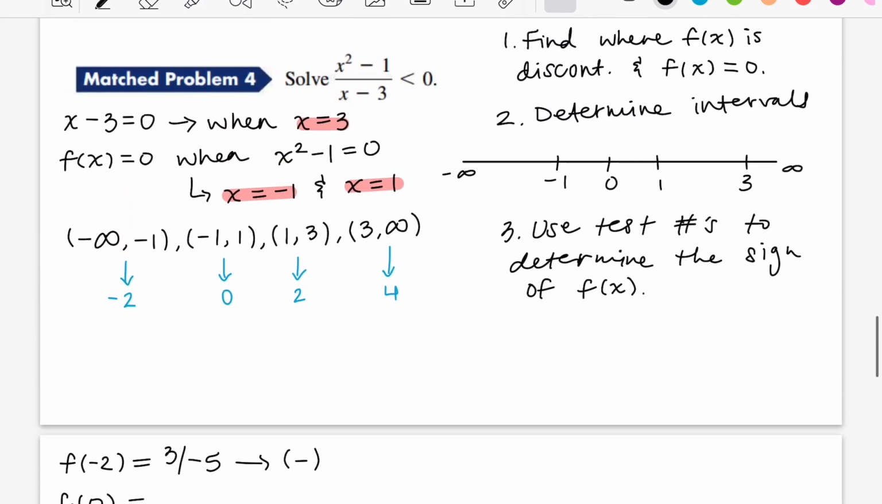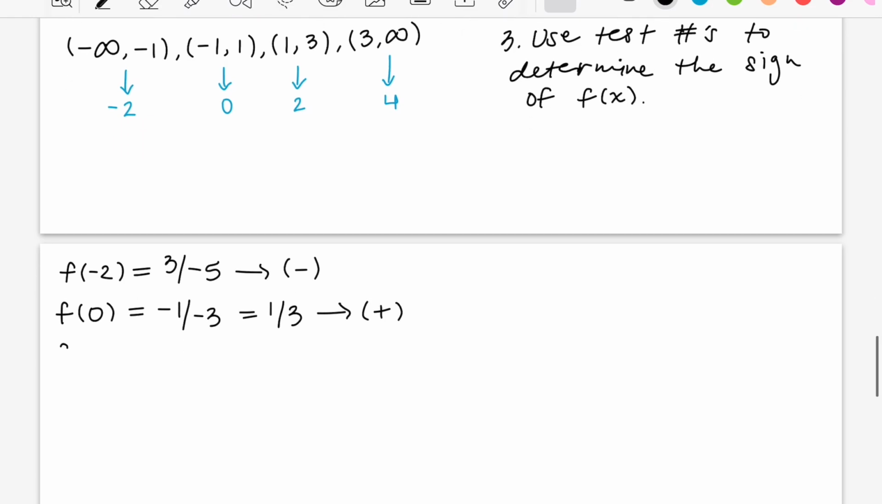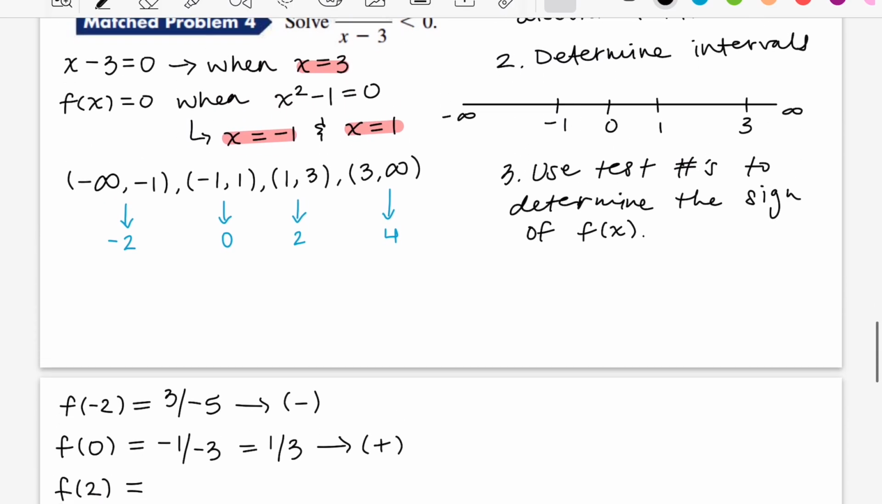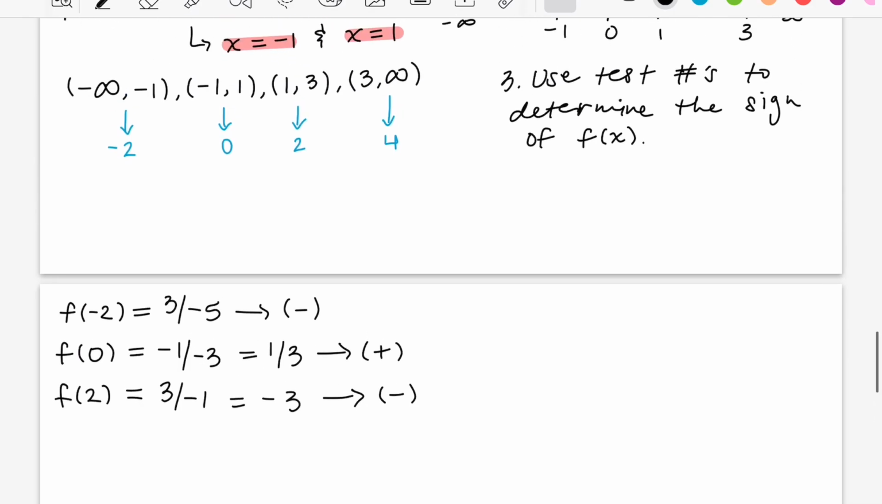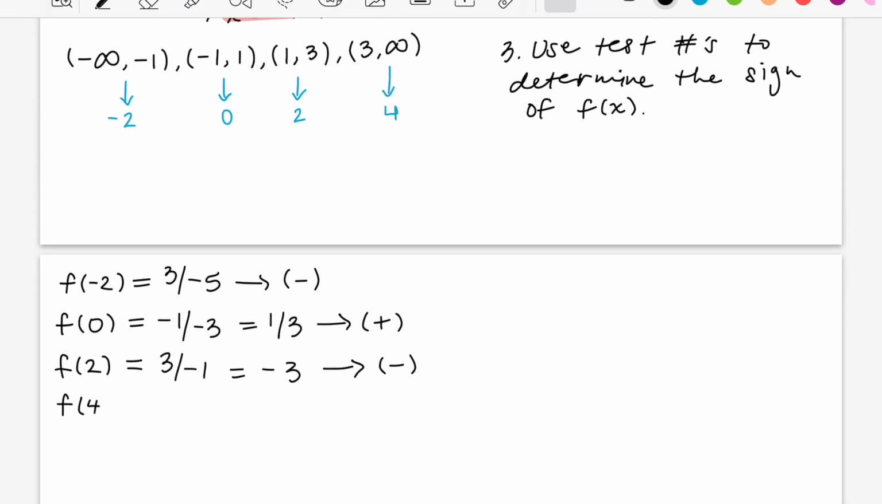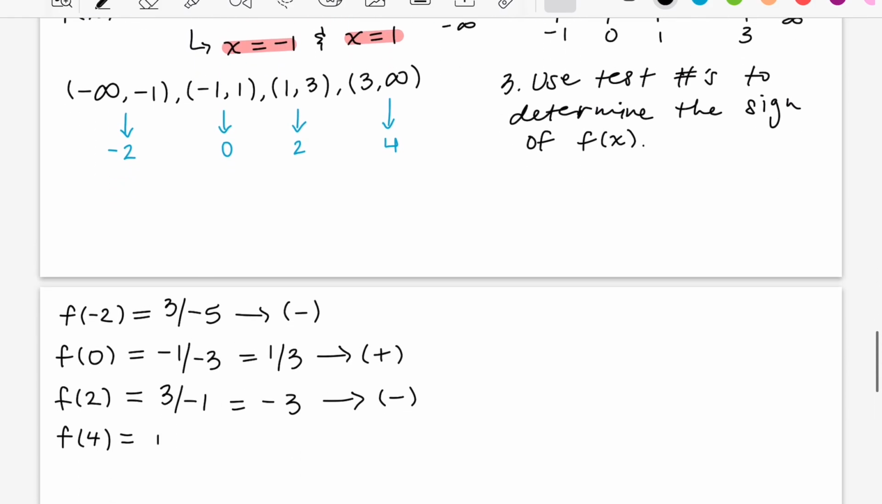Plugging 0 into our function, we will get -1 over -3. So this is equal to just 1/3, so it's positive. And then plugging 2 into our function, we will get 3 over -1, which is just -3. And so our function is negative in that region. And then lastly, we're going to look at f of 4, which is, we got 16 minus 1. Okay, so we got 15 over 1, which is just 15. So our function is positive in this region.